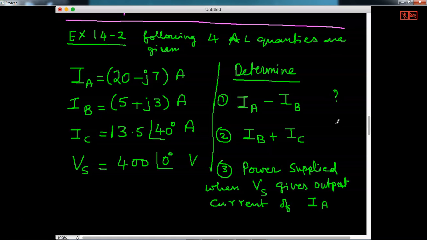So I'll give you 5 minutes time, and I request all of you to attempt this question and try to solve. So determine, and then you convert everything in polar form. Problem I showed on the screen. Please take 5 minutes time and try to solve this problem.